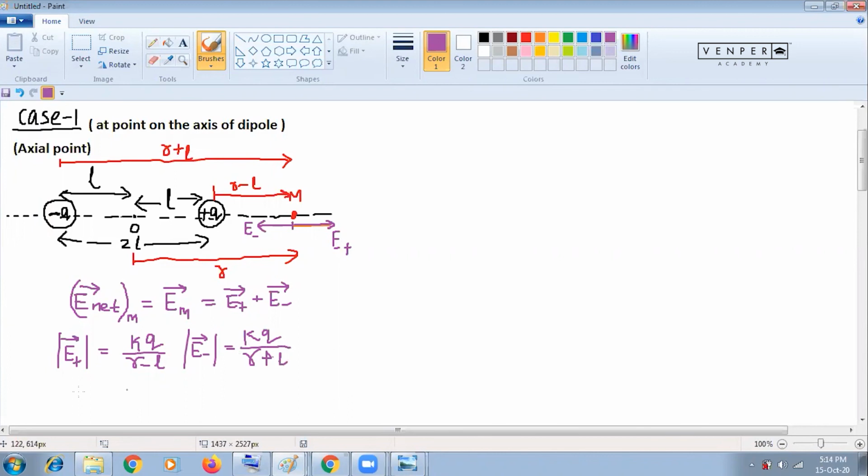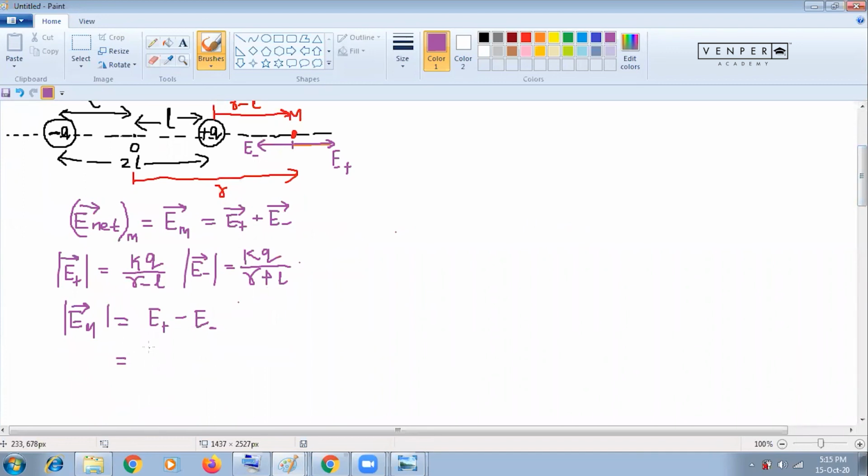And here, what is the net electric field? The magnitude of the net electric field, E_M, is nothing but E plus minus E minus. So this is the magnitude of the electric field. Now what we need to do? Now we need to calculate.